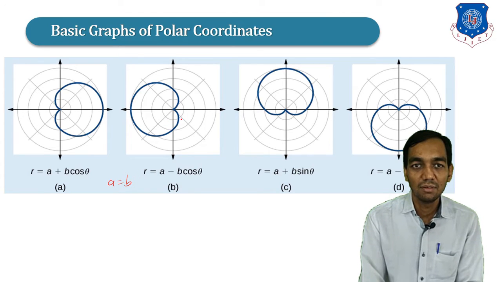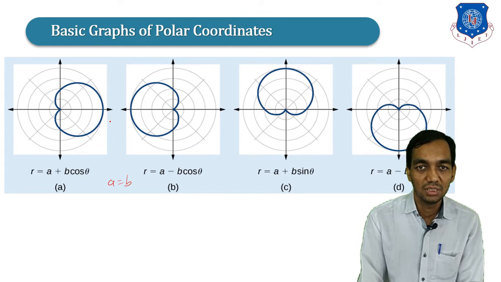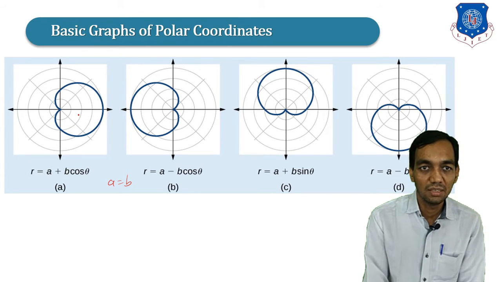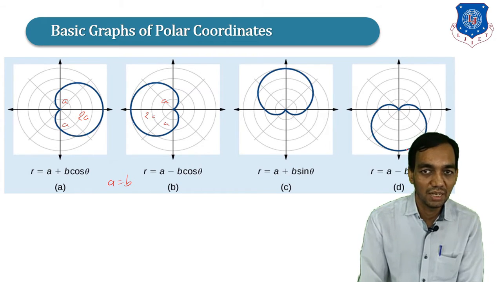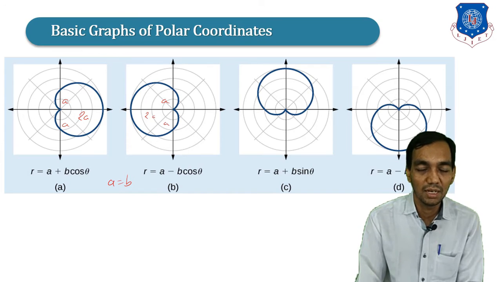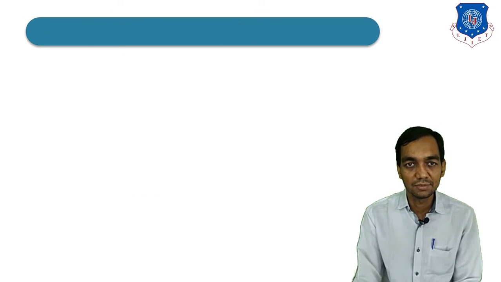Then in that case, you have a cardioid on the negative x-axis for minus cos theta, and for plus cos theta it is on the positive x-axis. This total length is going to be 2a, and this length is going to be a. Same here, it is 2a, and this will be a. Now if you have r = a(1 + sin theta), then you will have a cardioid on the positive y-axis, and for 1 minus sin theta, it is a cardioid on the negative y-axis.